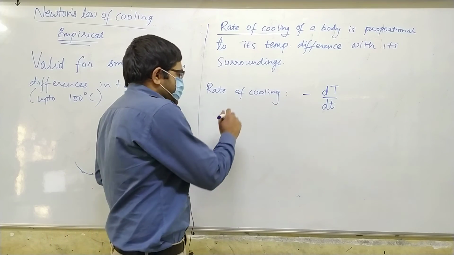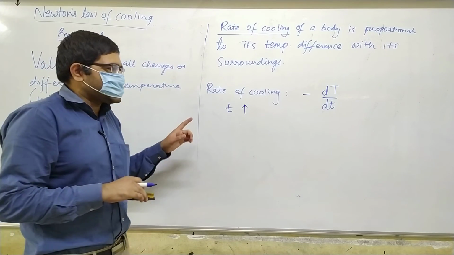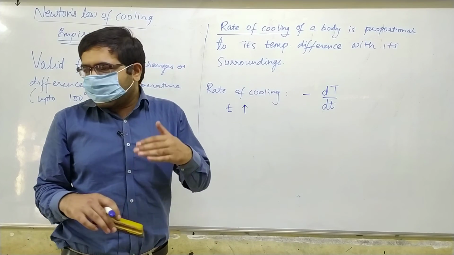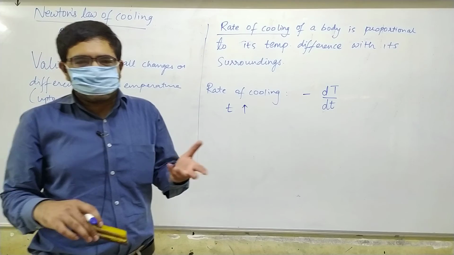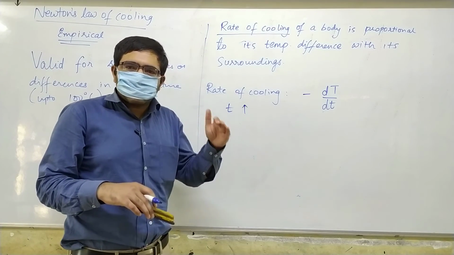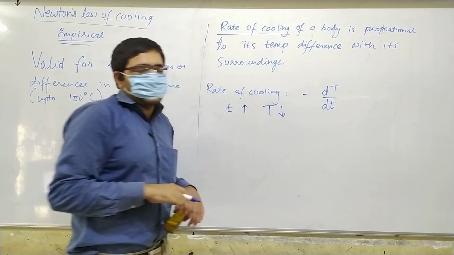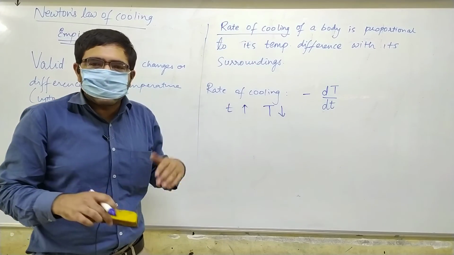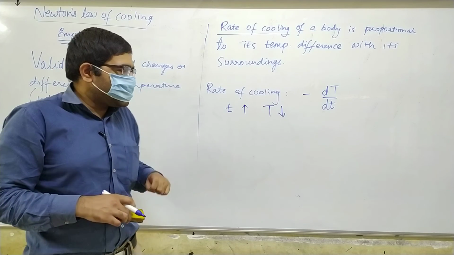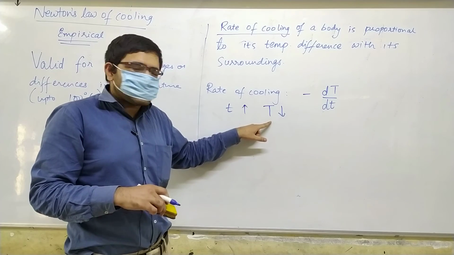Listen, as time passes, that is, as the value of time increases, remember small t is time. Let's say right now the time is 5 hours and 25 or 30 minutes, I don't know exactly. Gradually as time increases, the temperature of a body that is being cooled will decrease. Obviously, that's why it is called cooling. Cooling means a decrease in temperature as time passes. So small t will increase, capital T will decrease.